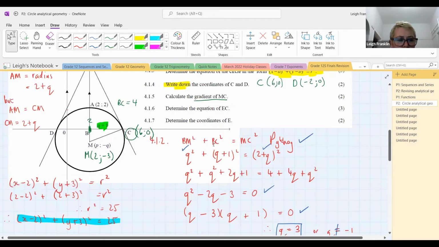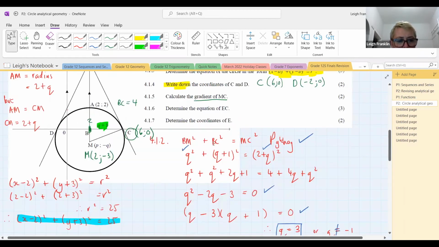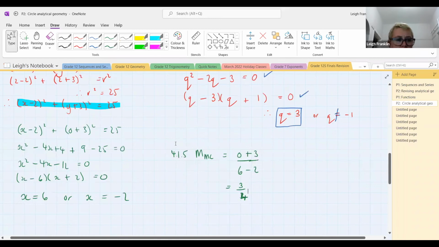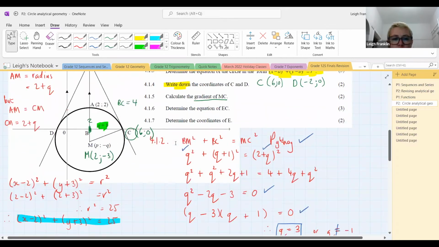Yes, so we would have 0 plus 3 over 6 minus 2, which would give us 3 over 3. No, sorry, 3 over 4. So the gradient of MC is 3 over 4. The line slopes up to the right, so we are expecting a positive answer. Cool. So 1 mark for subbing in, 1 mark for the answer.